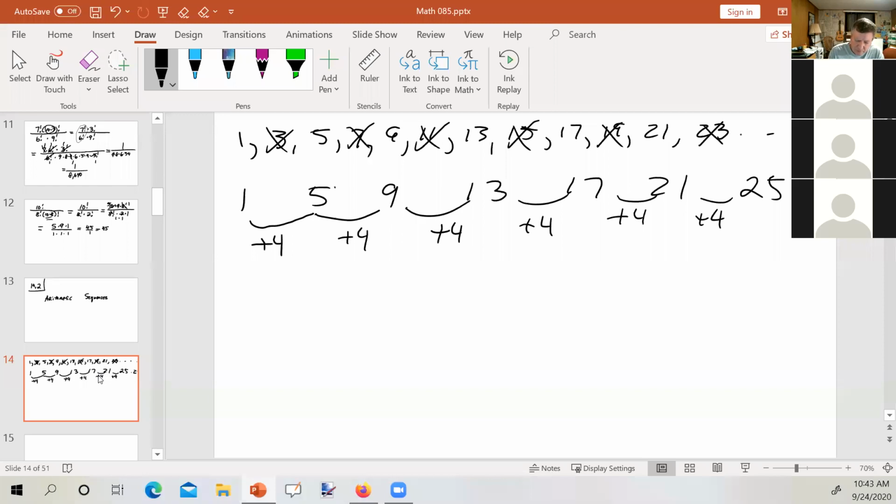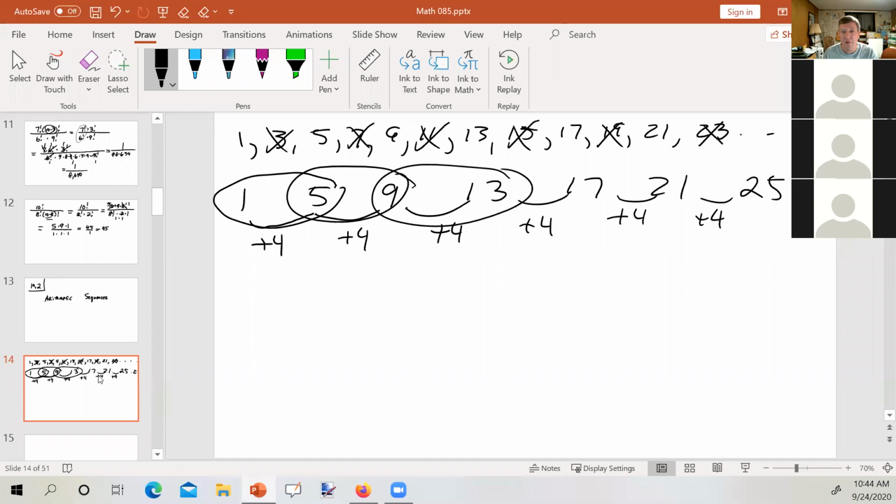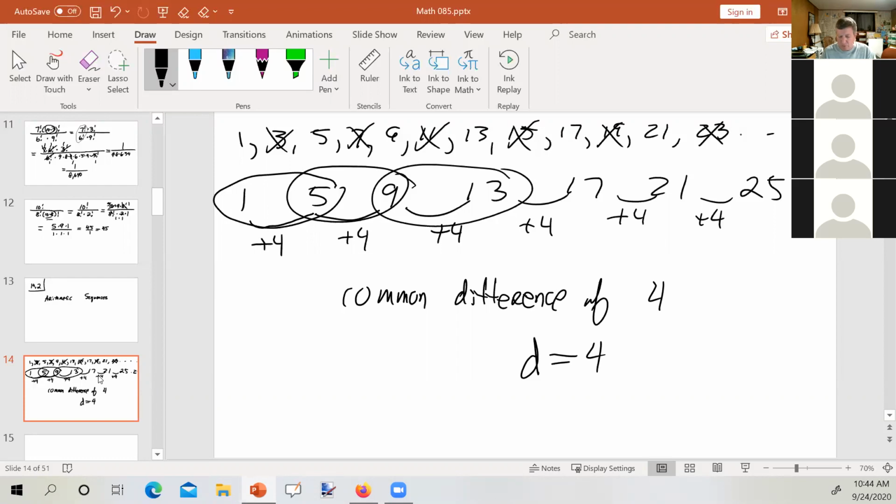So the difference between these two numbers is 4. The difference between those two numbers is 4. The difference between those two numbers is 4. So we say that this sequence has a common difference of 4. All right. And in terms of our formula, we're going to say that D equals 4. So this arithmetic sequence has a common difference of 4 between each consecutive term. Any questions about that?